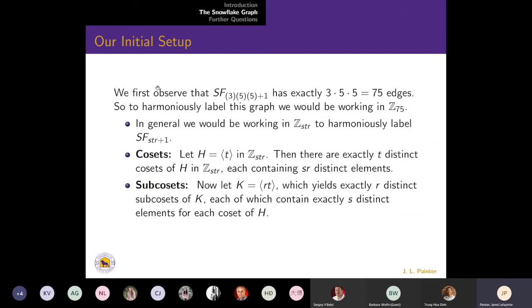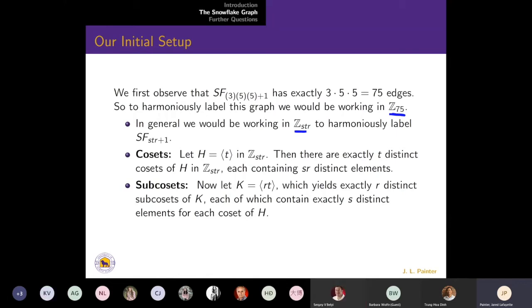So let's start with some observations. First we observe that this snowflake graph, for example, the one we looked at in the previous example, SF_{3,5,5+1}, is going to have exactly 3 times 5 times 5 edges, which is 75 edges. So a lot of edges. If we were going to harmoniously label this, we'd be working in Z mod 75. Now in general, for a general snowflake graph, we're working in Z mod s times t times r if we wanted to harmoniously label this.